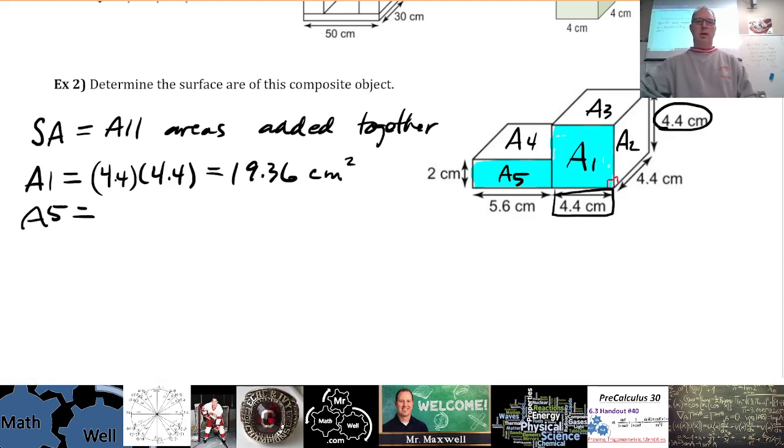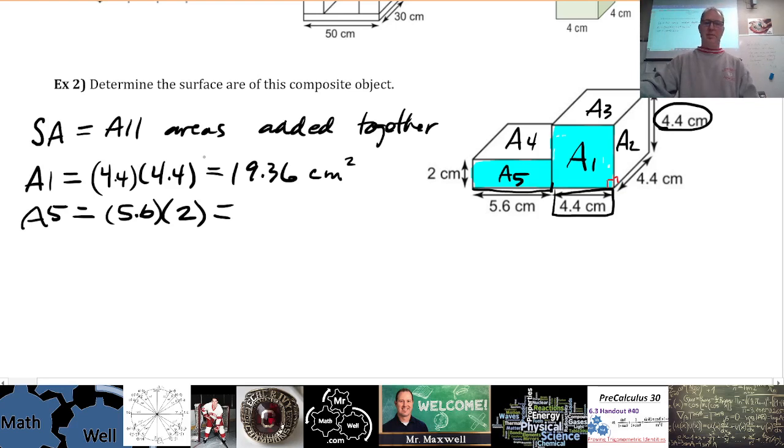So area 5 is easy right there. Look at this side, it is 5.6. So we'll go 5.6 times 2. Notice I'm not using the x for times. Please get away from that habit if you're still doing that. I notice some of you are still doing that in your work. Please do not put a little x for times, okay?